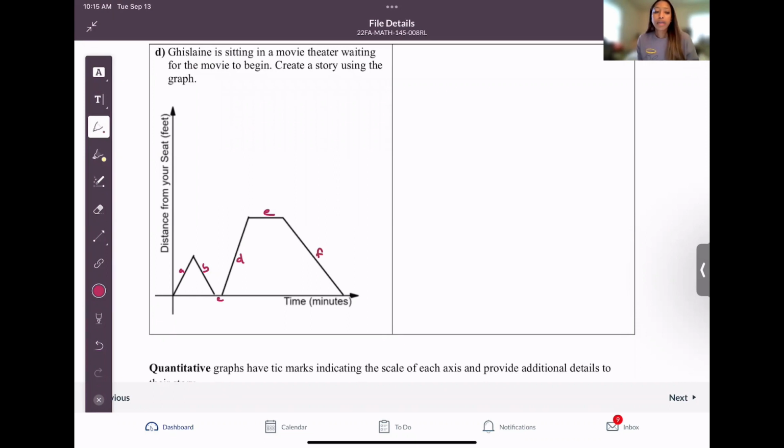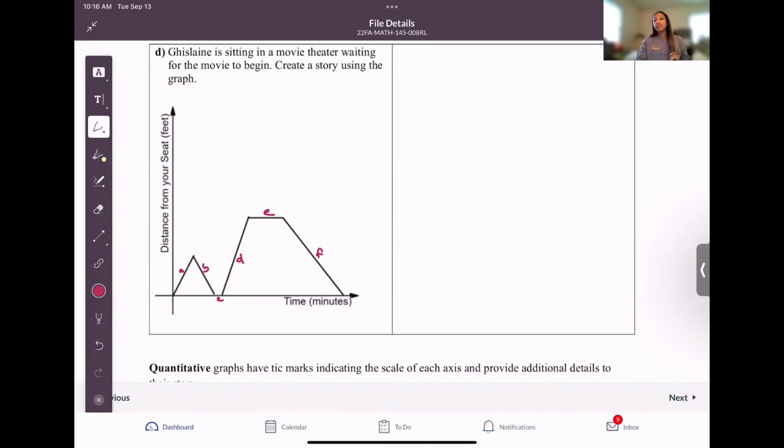So think about what it would mean for us to have an increasing line that's going away from the seat, or a decreasing line that's going back towards the seat. What does it mean when we have these horizontal line segments? And put that all together to tell a story. So your story should have an explanation for each one of these line segments, so at least 6 different parts, okay?